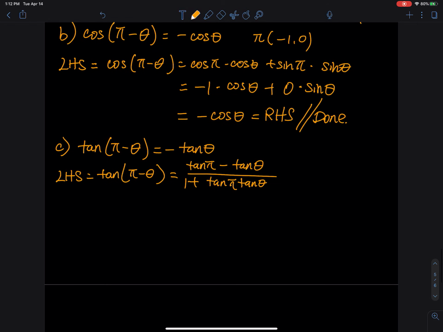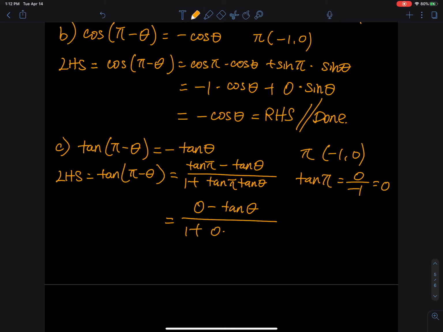And then this pi is negative 1, 0, right? So you have tangent pi, that is y divided by x, 0 divided by negative 1, that is equal to 0. So this is a 0 minus tangent theta, and then 1 plus 0 times tangent theta. So you have a negative tangent theta divided by 1. So that is your right hand side. The job is done.